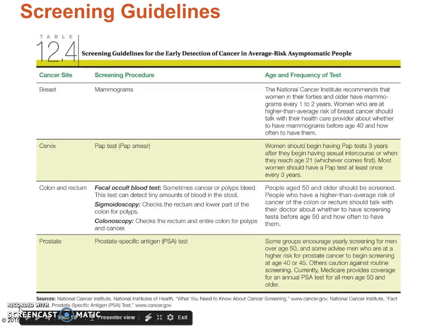As always, you do not need to write this in your notes, but just refer to table 12.4, and it gives you a list of some of the top cancer sites and the screening procedures, such as mammograms for breast cancer, Pap smears for cervical cancer. For colon cancer, we have the colonoscopy, sigmoidoscopy, and the fecal blood test. So just look over that. And then for the prostate, doing the prostate specific antigen test, or the PSA test. It tells you when you should be getting these and at what age, and this is just a good thing to look over prior to your test.